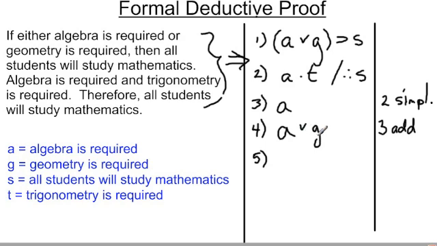So now that I have A or G by addition, I can now go to my last line where I can say, well, now I have A or G. Well, A or G actually helps me in line 1. So if I take A or G and put it into line 1, well, the implication tells me that I should get S. And so the last line here gives me an S. Why? Well, because I took line 4, I put it into line 1, and this was modus ponens.